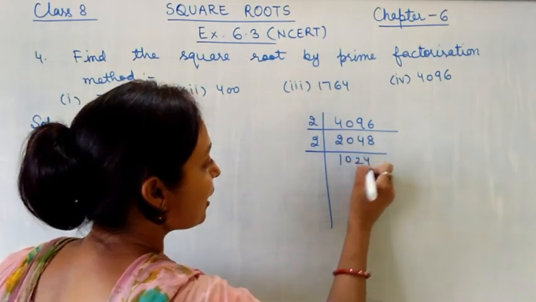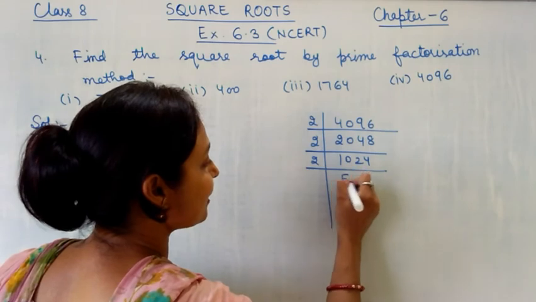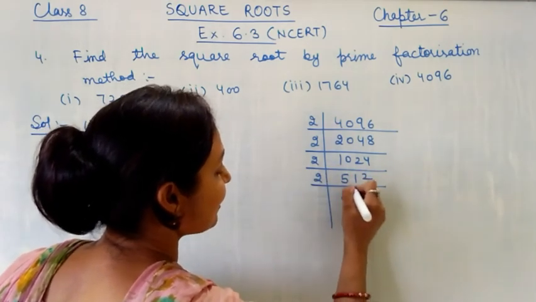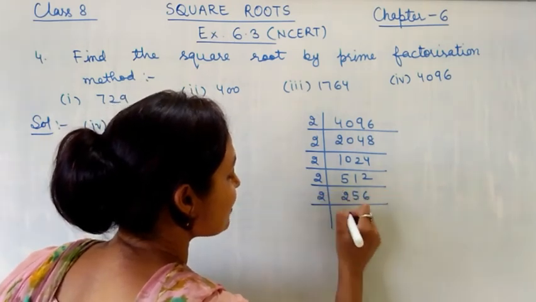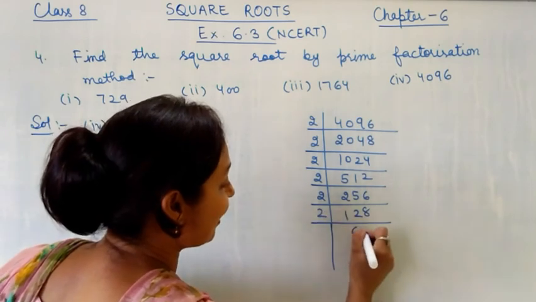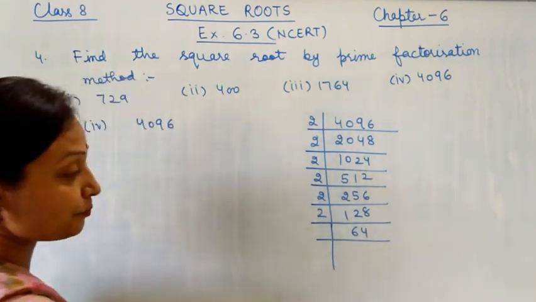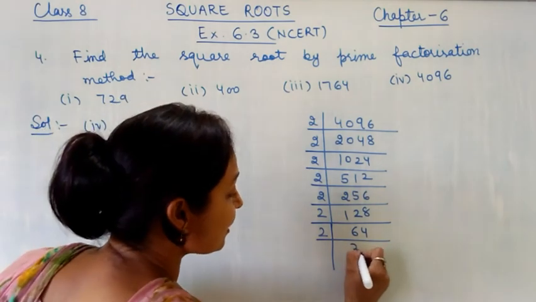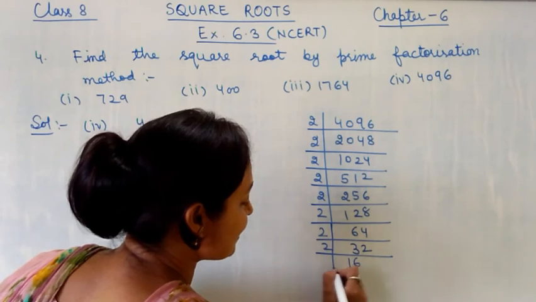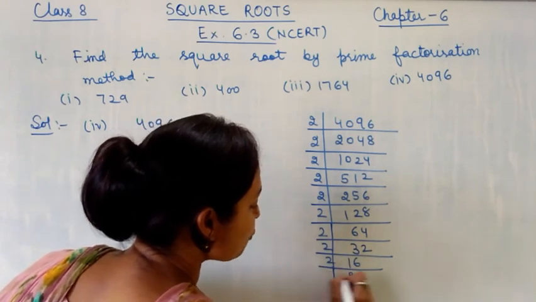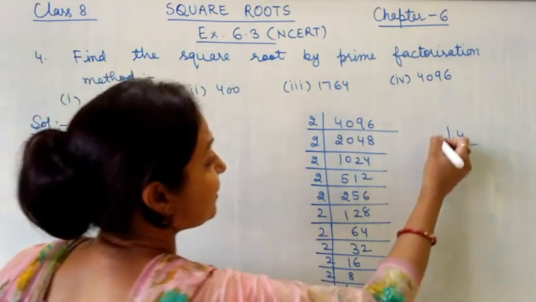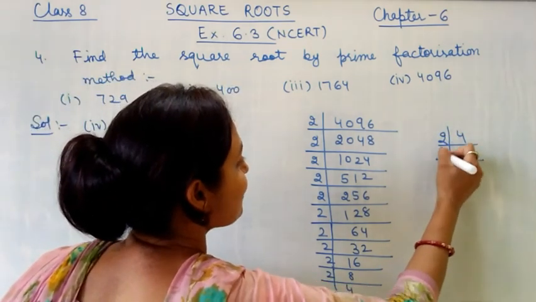1024. Then again with 2. 2 5s are 10, 2 1s are 2, 2 2s are 4. Then 2 5s are 10, 2 6s are 12. Again with 2, 2 2s are 4, 2 8s are 16. Then again 2 2s are 4, 2 4s are 8, 2 3s are 6, 2 2s are 4. Then 2 16s, 2 8s, 2 4s, then 2 2s are 4, then 2 1s are 2.